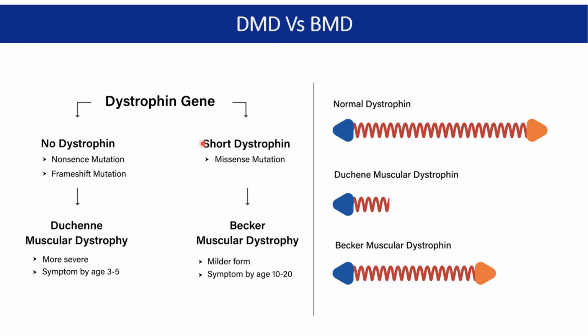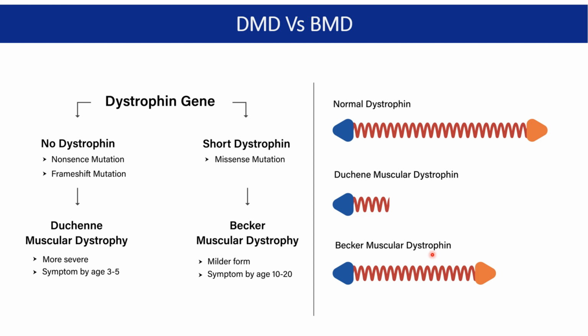And this is when a shorter form of the dystrophin is found due to missense mutation. This leads to Becker muscular dystrophy. This is a milder form, and the symptoms appear between the ages of 10 to 20. So I have shown a comparative protein for all the forms. This is the normal, full-length dystrophin, and you can see in Duchenne muscular dystrophy, this end is missing, which binds to the dystroglycan protein complex. This part is missing totally.